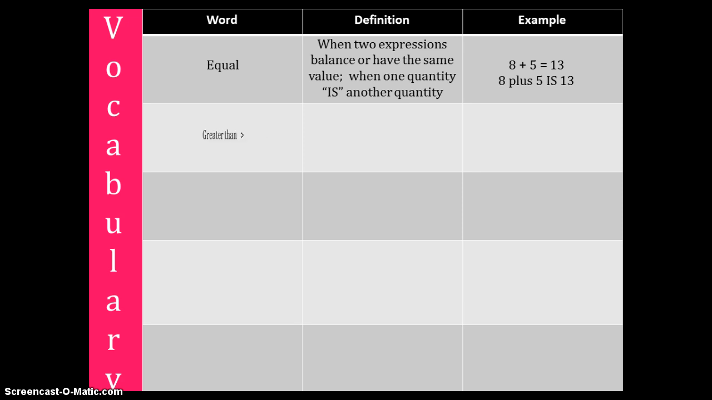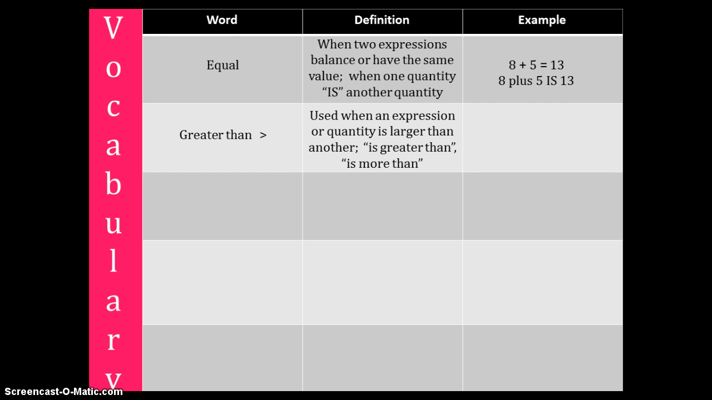The next word or term that we're going to look at is greater than. Notice the symbol that we use for greater than. Greater than is used when an expression or quantity is larger than another. For instance, we would use the term is greater than or is more than when we're talking about one value being larger than another. An example of using greater than would be 8 is greater than 4.